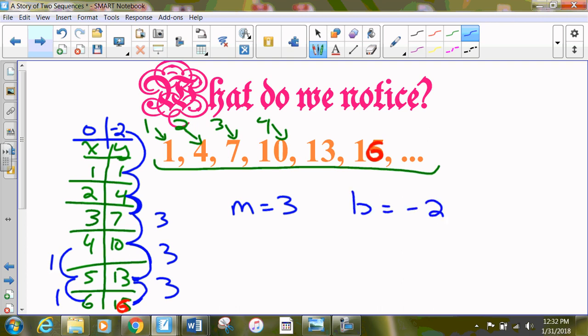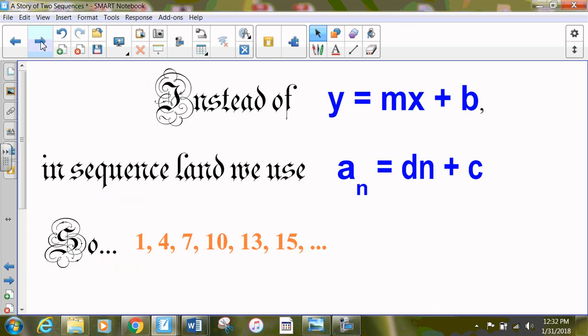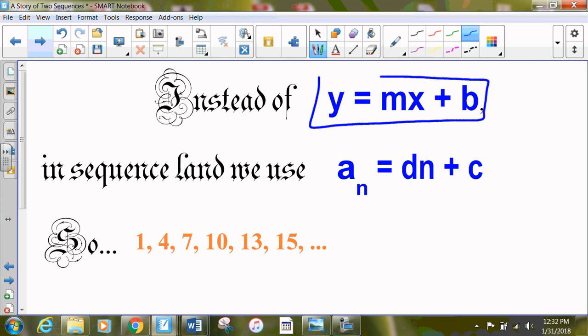That's my y-intercept, and I can put together the linear equation that matches this set of numbers, right? If I want to know the second number, I would put 2 in there, and I'd get 6 minus 2 is 4. So we already know how to do that. All we need to do today is make it more formal. So instead of using y equals mx plus b like we have been when we describe a set of numbers that have a linear pattern, we're going to use a sub n equals dn plus c. But they match up, right?